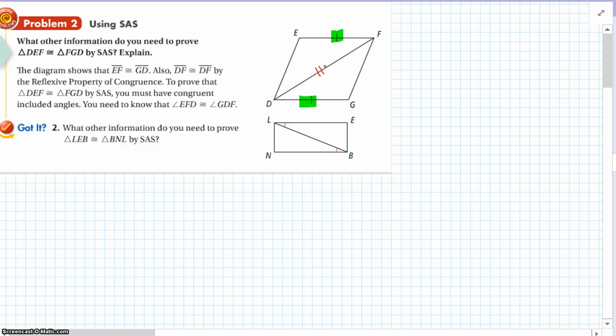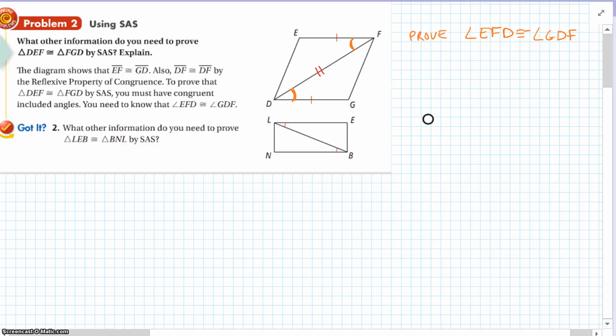So to prove DEF and FGD are congruent by side angle side, we need to prove angle D, or GDF, is congruent to angle EFG. So we need to prove angle EFD is congruent to angle GDF. All right, so we need to know those two angles are congruent.